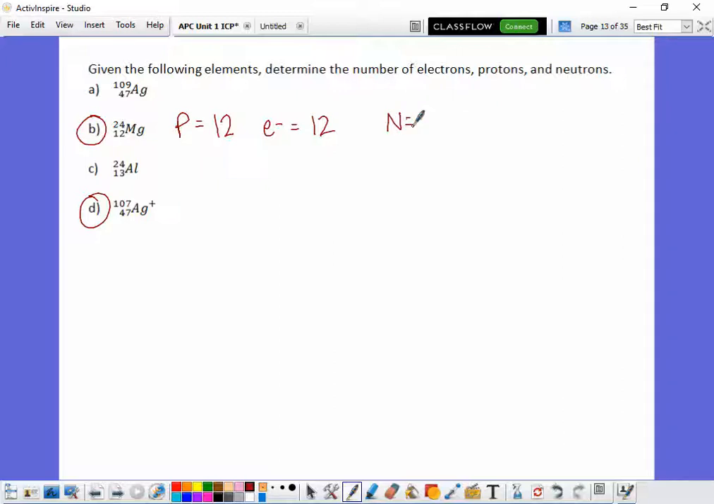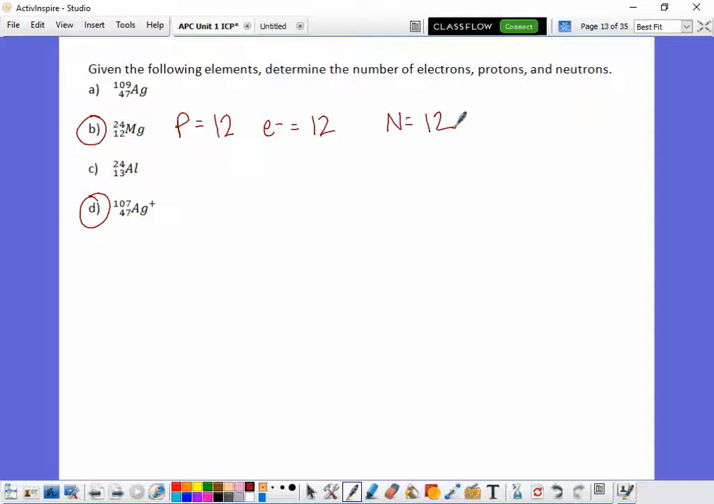Yes, subtract the top. Do the top number minus the bottom number, because the top number is the mass number, which is the protons plus the neutrons. So for this atom of magnesium, how many neutrons does it have? 12 as well. That should be easy.